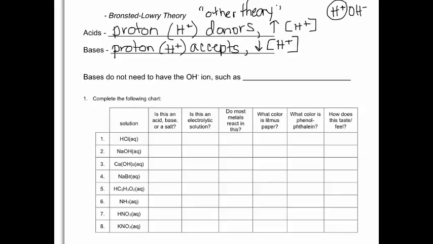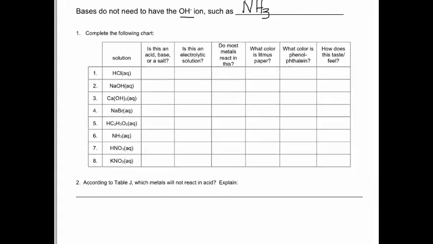Bases don't have to have that OH minus ion according to the Bronsted-Lowry theory, and that's what makes ammonia an example of a base, which we know acts like a base. All right, now we're going to practice a little with this new information we have.